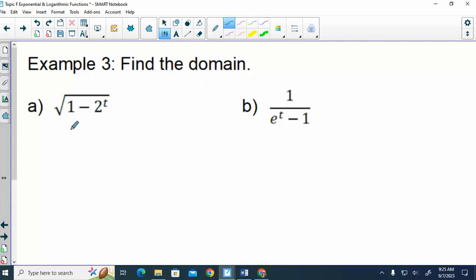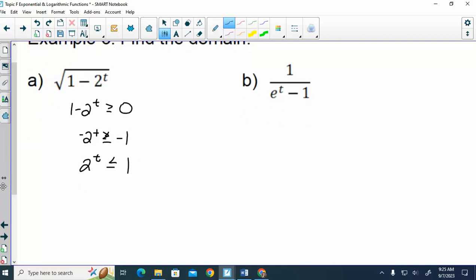It's a square root, so what do we know about the thing underneath? It has to be greater than or equal to 0. So if you subtract 1, and divide by a negative, what does that do to the inequality? Flip. Okay, so 2 to the t is less than or equal to 1.